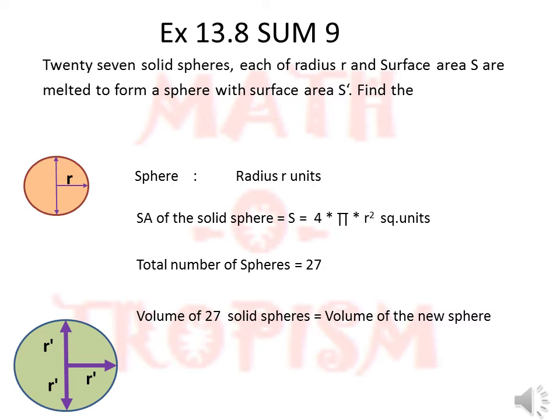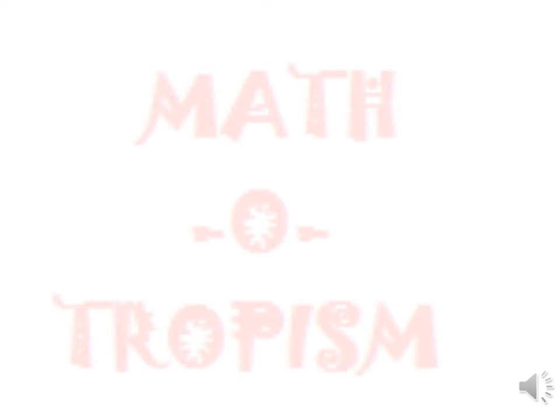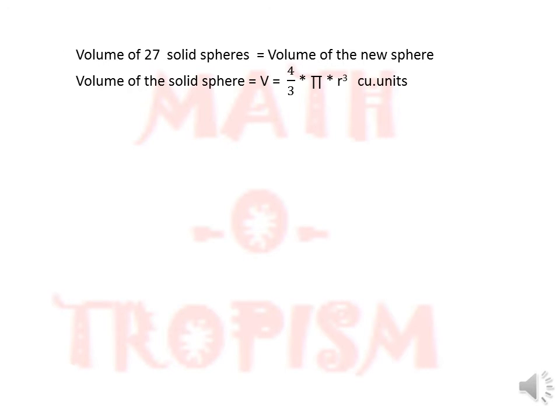So what is the radius of the new sphere? Let us consider it as r dash, and they have asked us to find r dash as well as the ratio of the surface area of the original sphere and the new sphere. Continuing, first we know the volume of 27 solid spheres is the volume of the new sphere. So first let us find out what is the volume of a single sphere. So the volume of the single sphere will be equal to, just the formula substitution directly, 4 by 3 pi r cube units.